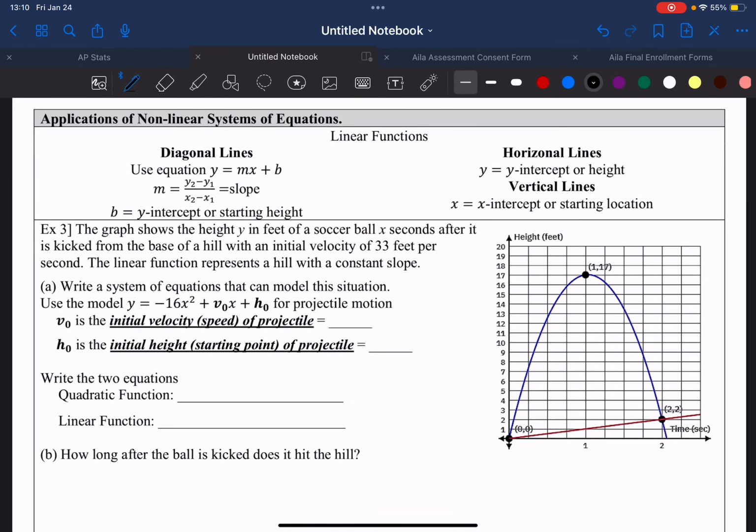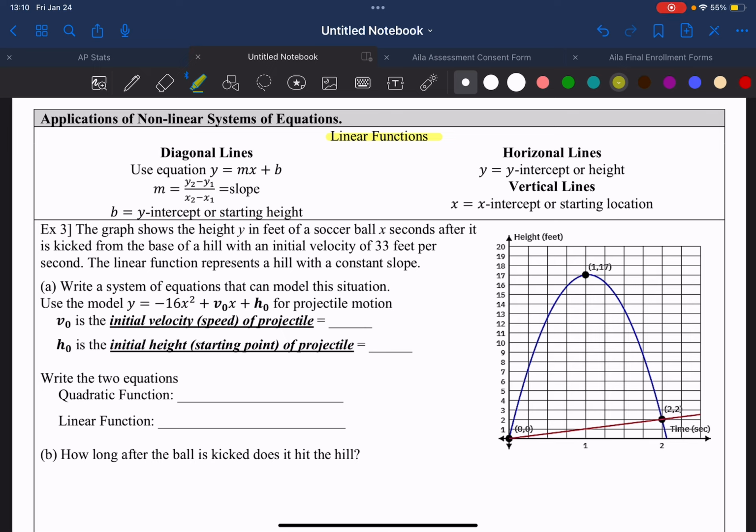Okay, nonlinear systems of equations. This is part 2 of the last notes, so applications of nonlinear systems of equations. Before we begin, I want to refresh your minds on what a linear function is. We can have 3 types of linear functions.